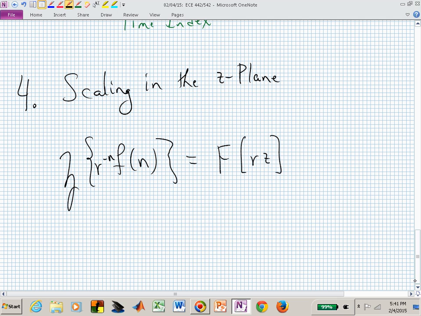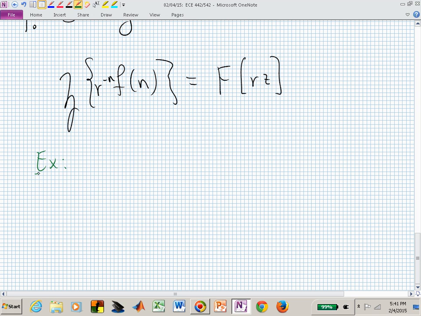And you might look at a very simple lowercase f of n. Look at an exponential. Little f of n is a to the n, for example. Suppose you had f of n equal to a to the n, where a is some constant. What is capital F of z?